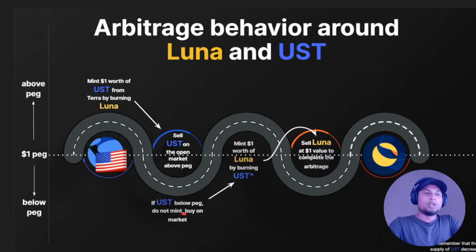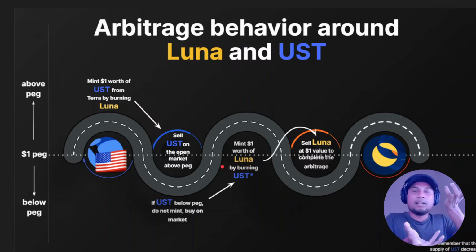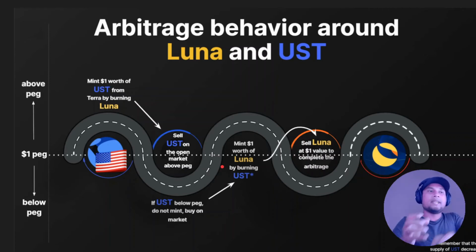So basically, when the peg of UST is high, they sell in the open market, and when the value of UST is below $1, they actually buy, and then they again sell that into the market. So they're buying low and selling high, and that's how they make that arbitrage. There is always this arbitrage in Luna and UST. That is one thing to remember.